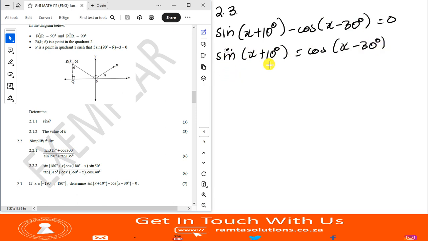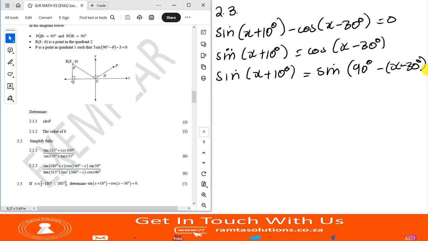Now, I'm going to change this cosine, so I make it sine. This therefore means I must say sine and then put a 90 degrees minus whatever that was there, which was x minus 30 degrees. You guys will agree with me. If I have this and I'm reducing it, it'll give me this, right? So we are good to proceed.